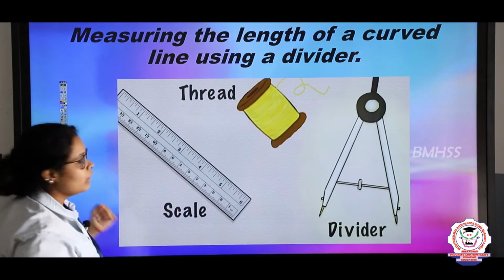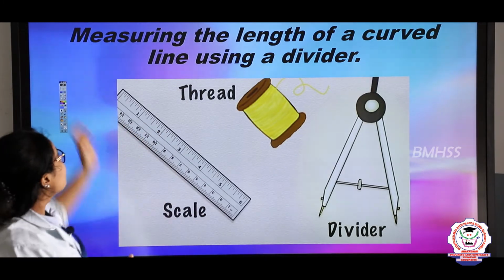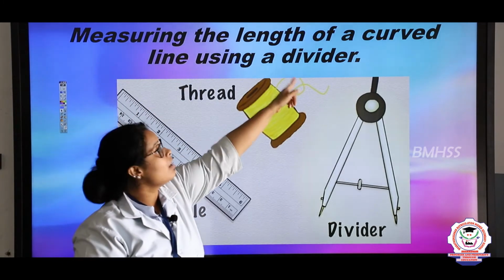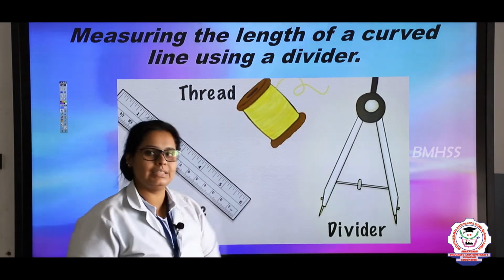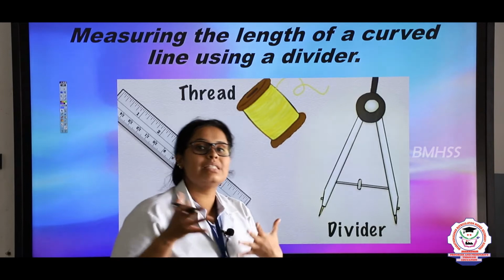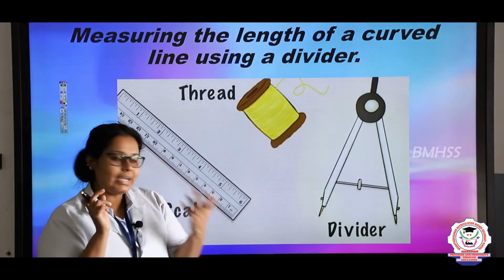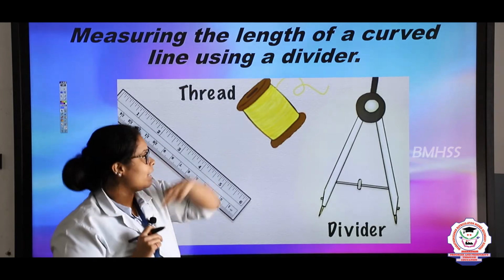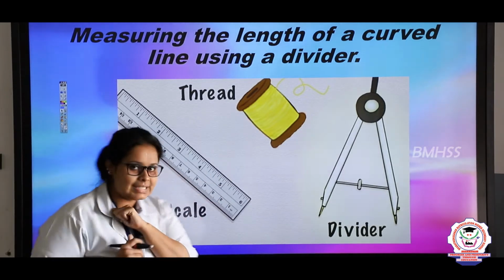Now let's come to the experiment related to that, okay students. Here what we are going to do is measure the length of a curved line using a divider. So what is a divider? This is a divider. Generally we use this in mathematics, right? Here we are taking the divider, the thread and the scale. These are the three things which we are going to use in this experiment.